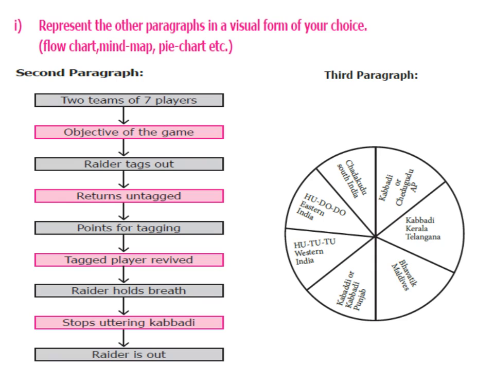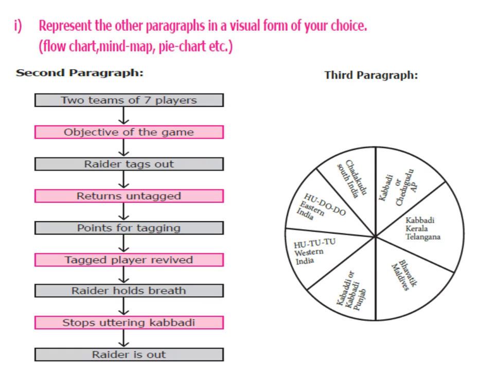This is the flow chart. 2 teams of 7 players. Objective of the game: rider tags out, returns untagged, points for tagging, tagged player revived, rider holds breath, stop uttering kabaddi, rider is out. And then this is for the third paragraph, the pie chart given here.